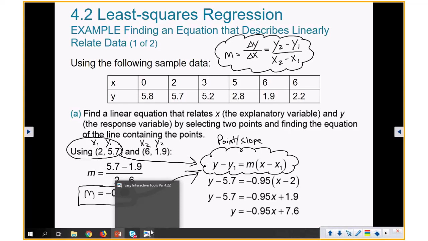And when you do the algebra, you come out with negative 0.95x plus 7.6.